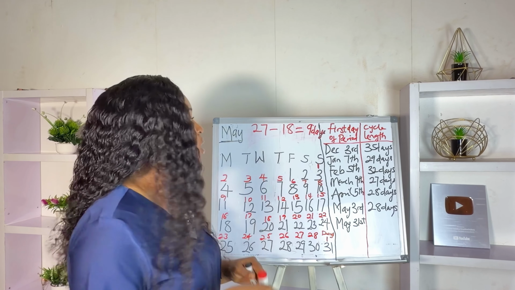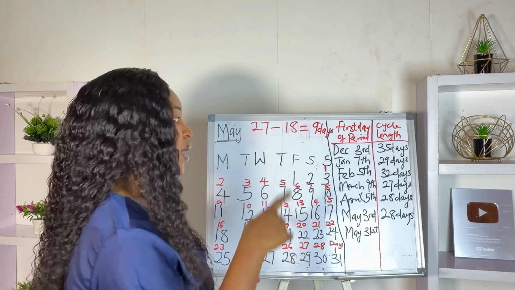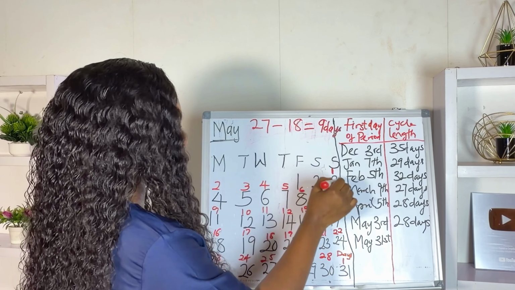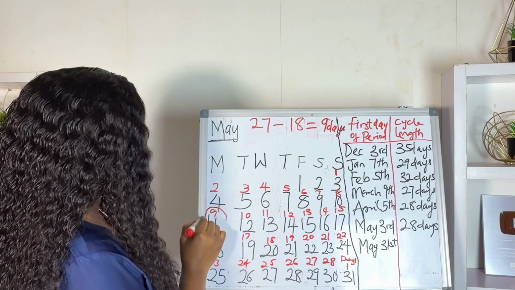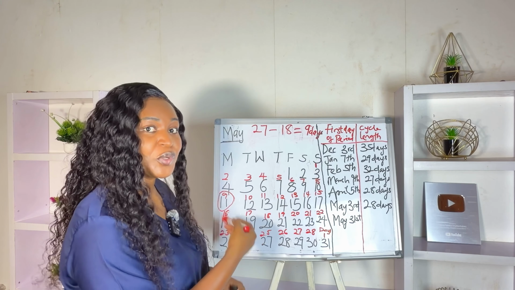So day 9 of our cycle, we're going to count from the first day she saw her period, which is this 3rd. 1, 2, 3, 4, 5, 6, 7, 8, day 9. So this is the first day of the fertile window. This is where the fertile window started from.